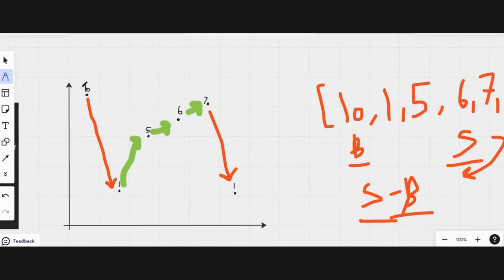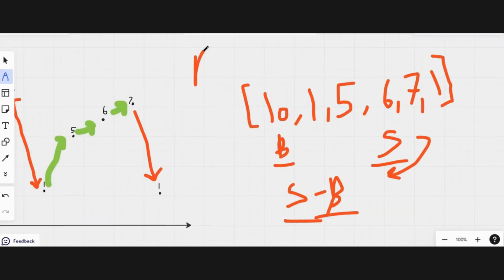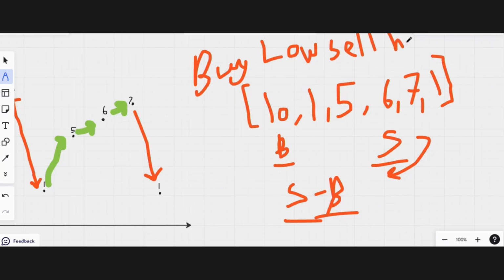So we have a value called 10, as you can see in the graph here. It falls to 1, then 5, 6, 7, with the red arrows representing a fall in price and the green arrows representing a rise in price. The most simple principle to remember for this problem is buy low and sell high. In this case, the lowest price is 1 and the highest price is 10.